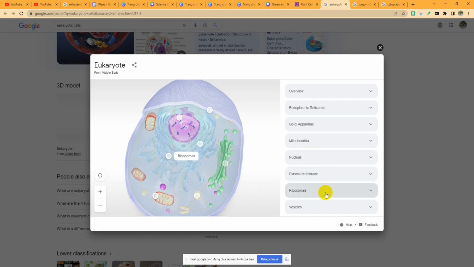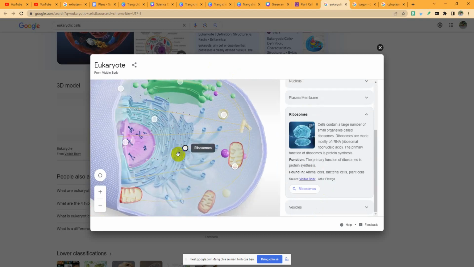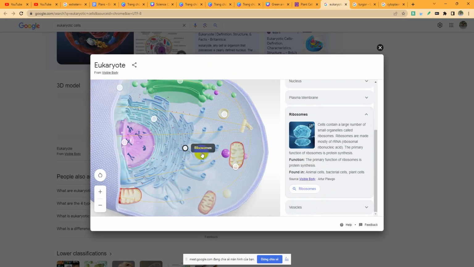Next we have ribosomes. Wow. This blue stuff right here is actually called ribosomes. So what exactly are ribosomes? Cells contain a large number of small organelles called ribosomes. It's a little bit ridiculous, because the small organelles are also called ribosomes. Ribosomes are made mostly of rRNA, which is the abbreviation for ribosomal ribonucleic acid. The primary function of ribosomes is protein synthesis.